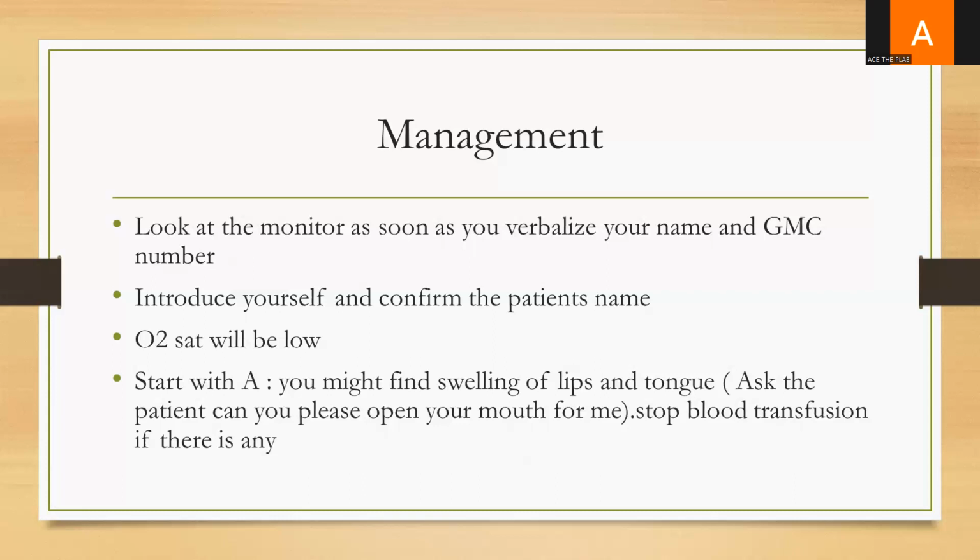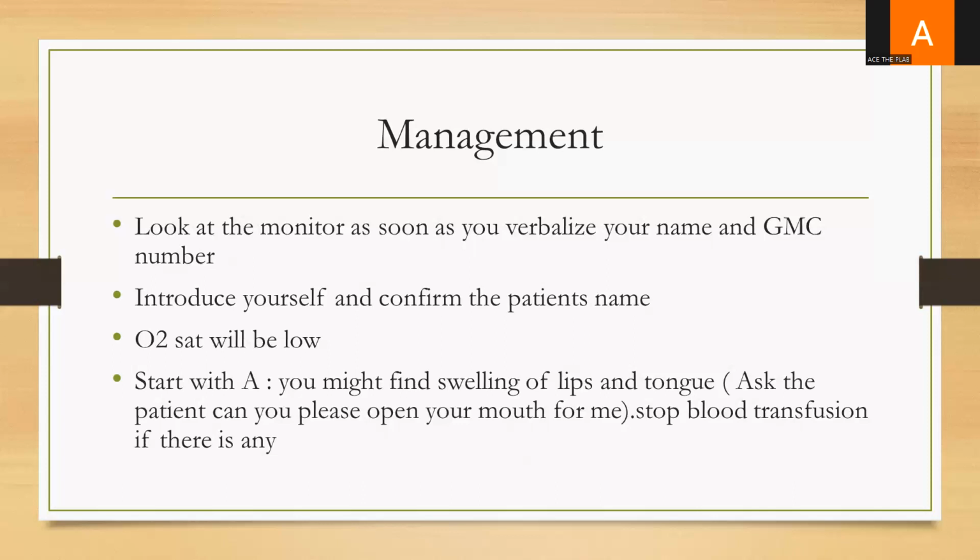All right, so this is your A part. You have given the oxygen, you have stopped the trigger if any, and you have given adrenaline 0.5 ml of 1 in 1000 intramuscularly. Now when you give adrenaline, the patient's breathing will stabilize and he will say, "Thank you, doctor," and he will start talking normally.